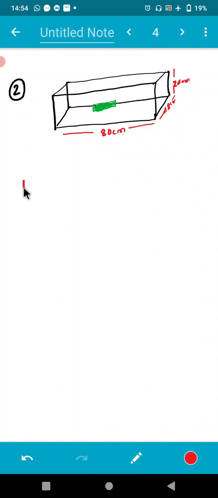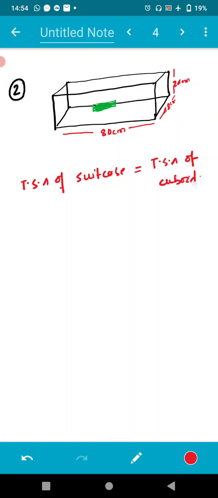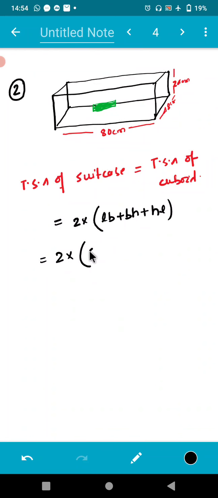So TSA of suitcase is equal to TSA of cuboid, isn't it? So now what is the formula of TSA of cuboid? That is 2 into (LB + BH + HL). Now we will substitute the values. L is 80, so 80 into 48 plus 48 into 24 plus 24 into 80. Fine.